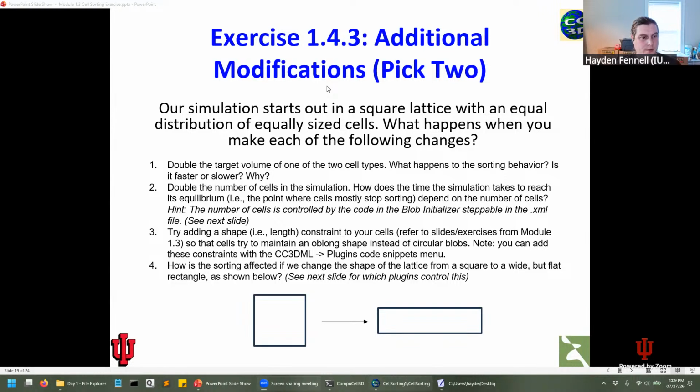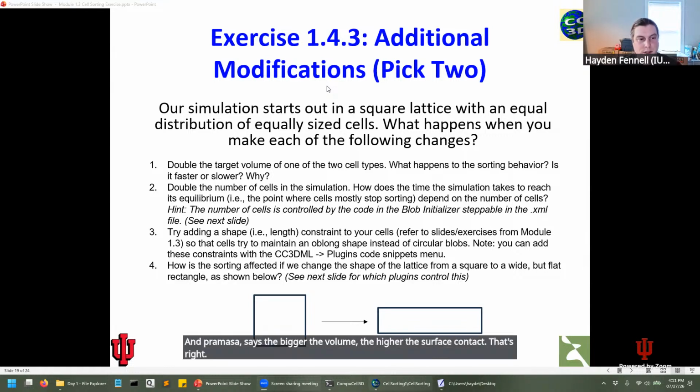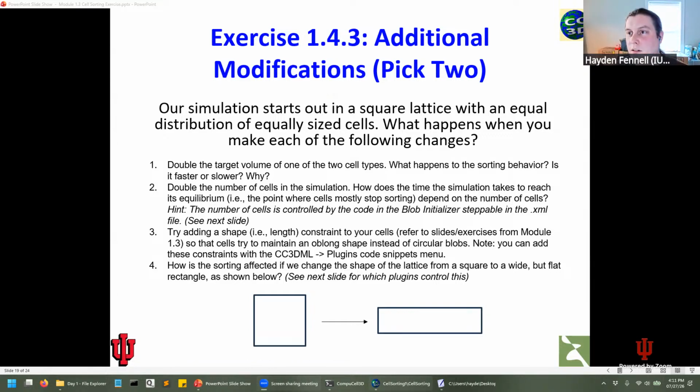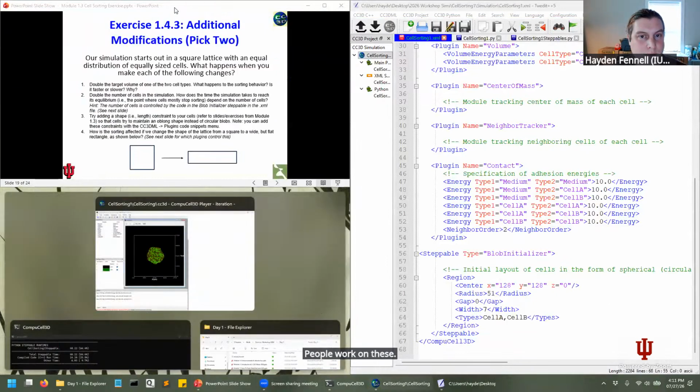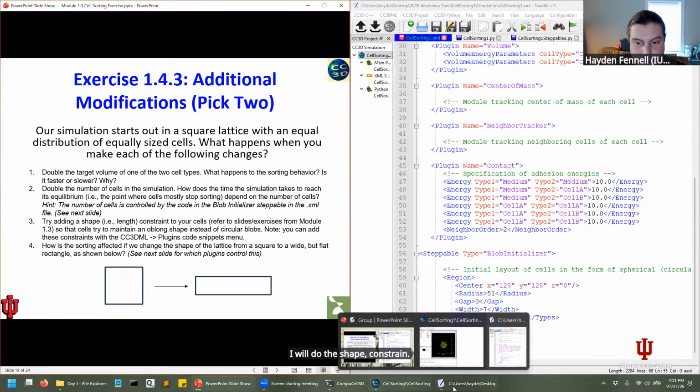We got a comment from 2 about how doubling the target volume results in a faster cell sorting. Was anybody else trying that one and did they get the same results? Any theories on why that might be? Ramasa says the bigger the volume, the higher the surface contact. That's right. So the larger your cells are, the wider their areas of interface. While people work on these, I will do the shape constraint example.